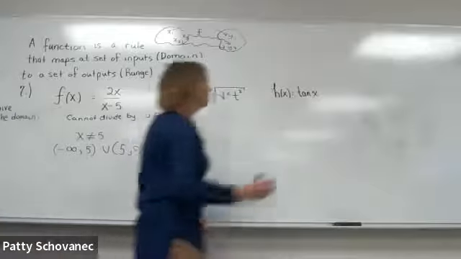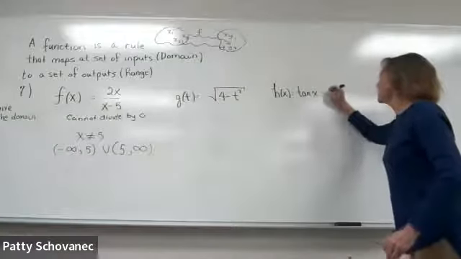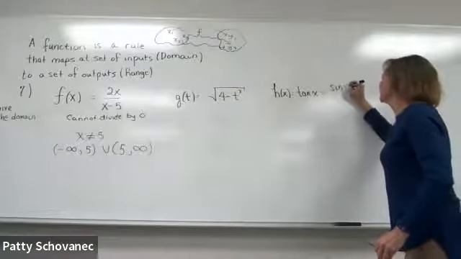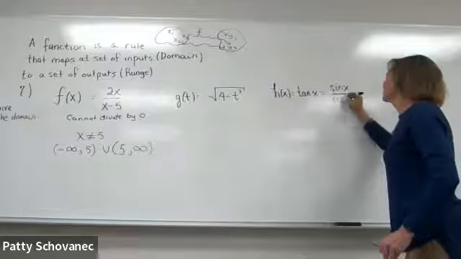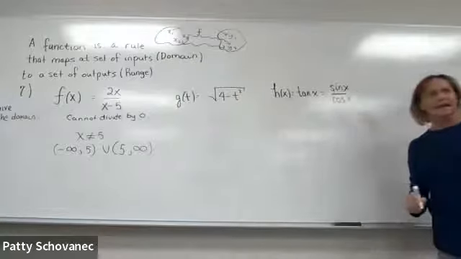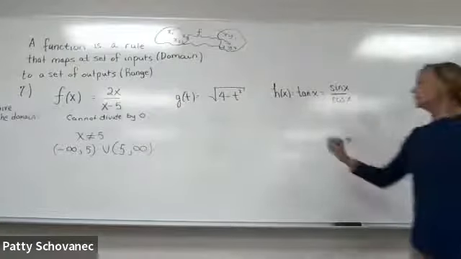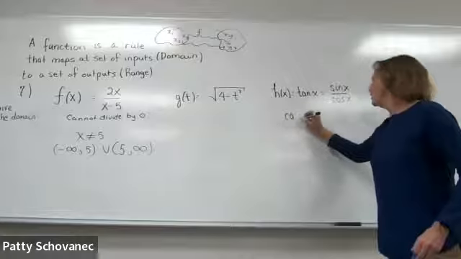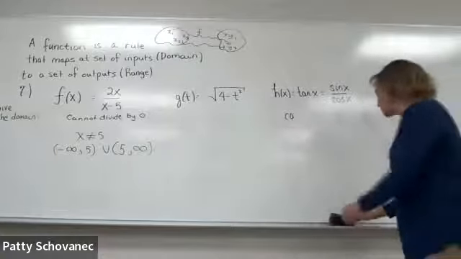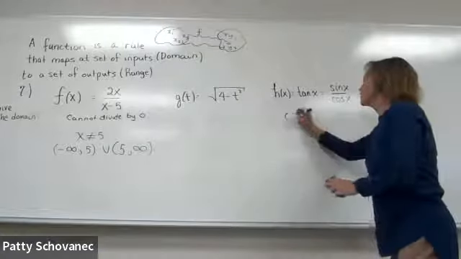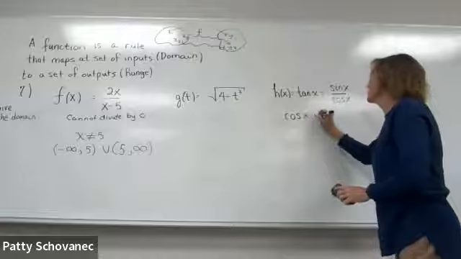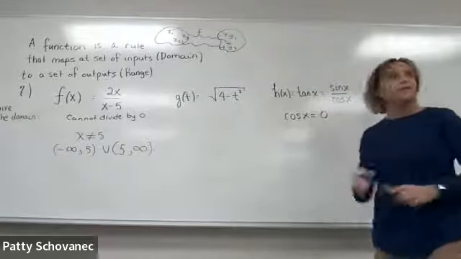So this third one is also a function that has division. And so our idea is, again, we can't divide by 0. So here's what we're thinking about now. For what values of this variable x will the cosine be 0?